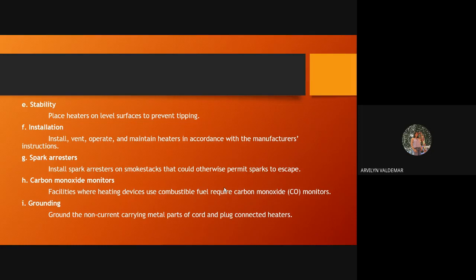For spark arresters, install spark arresters or smoke stack covers that could otherwise permit sparks to escape. So next is carbon monoxide monitor. Facilities where heating devices use combustible fuels need carbon monoxide monitors. Next is grounding. Ground the non-current bearing metal parts, cord and plug connected heaters.